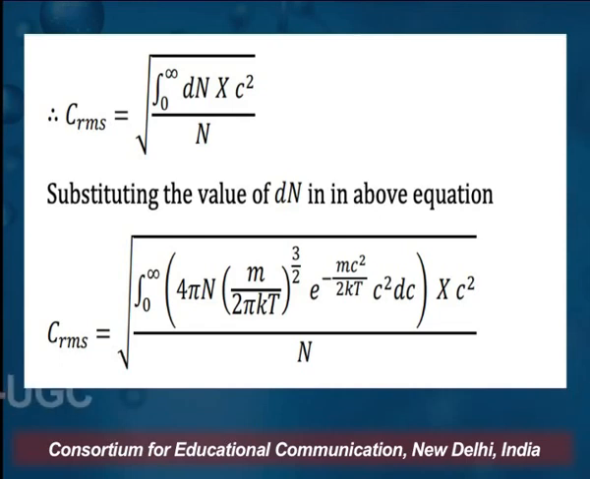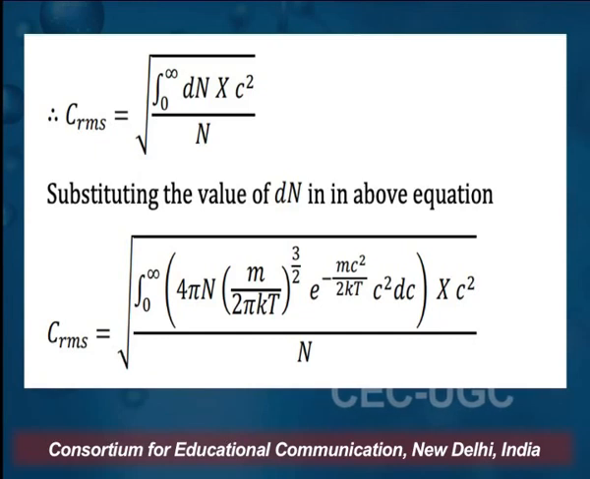So mind you, while we were calculating C average, we had, instead of C square, we had C. Now because we are calculating C square average, we have multiplied the expression by C square. Had we been calculating C cube, then we would have multiplied by C cube.